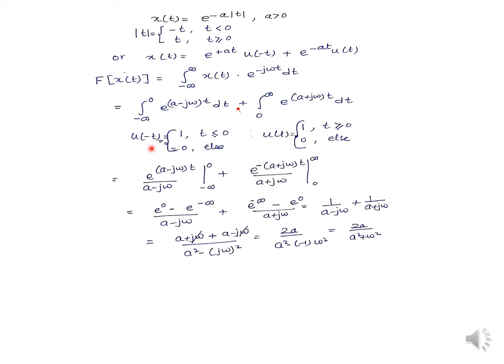As you know, u of minus t is 1 for t less than or equal to 0, and u(t) is 1 for t greater than or equal to 0. So when you integrate it, it will be e raised to the power a minus j omega into t divided by a minus j omega. The limits will be minus infinity to 0. This will be e raised to the power minus a plus j omega t divided by a plus j omega.